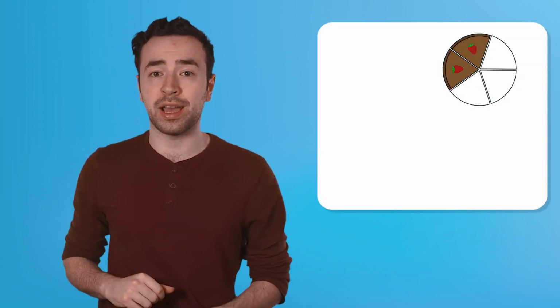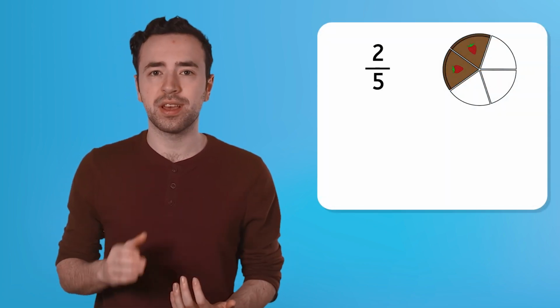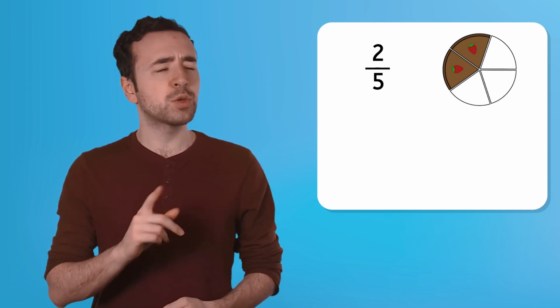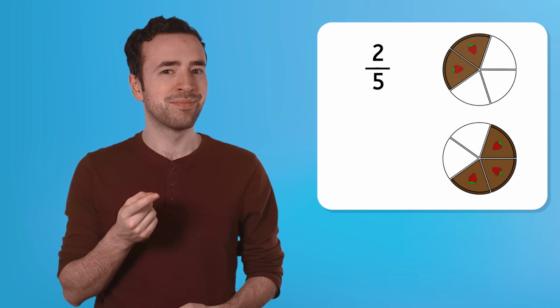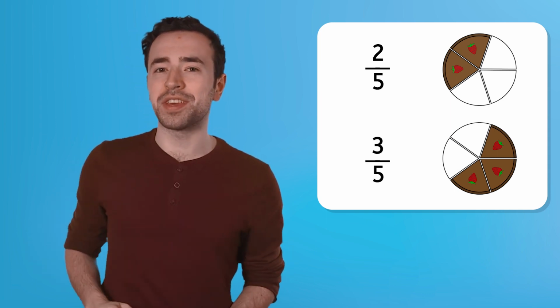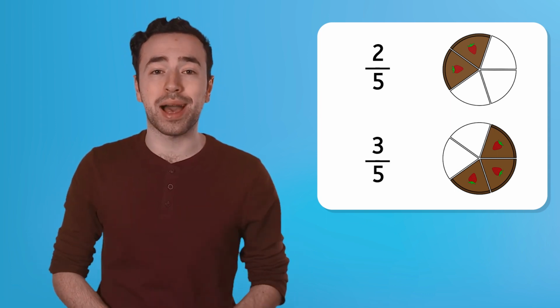I'd also like to buy 2 slices of this chocolate and strawberry cake. What fraction of the cake is that? Since the cake is cut into 5 slices, buying 2 of the 5 would be 2/5 of the cake. And what fraction of the cake will be left? 3/5 of the cake is left for someone else to buy.